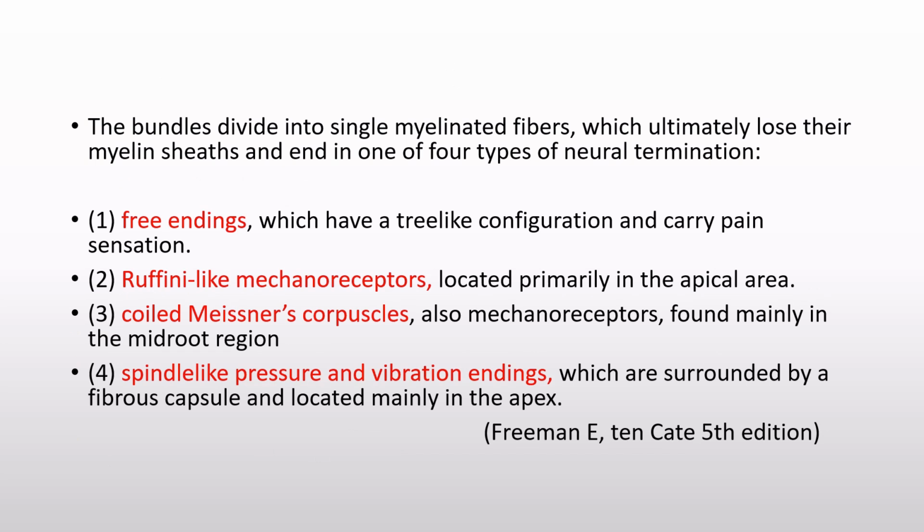Coming to the nerve supply. The bundles are divided into single myelinated fibers which lose their myelin sheath and end in one of the four types of neural termination, which include the free endings that have a tree-like configuration and carry the pain, the ruffini-like mechanoreceptors which are located primarily in the apical area, the coiled meissner's corpuscles, which are also mechanoreceptors, found mainly in the mid-root region, and spindle-like pressure and vibration endings, which are surrounded by a fibrous capsule and located mainly in the apex.